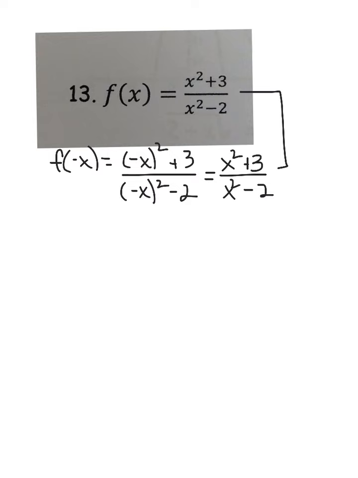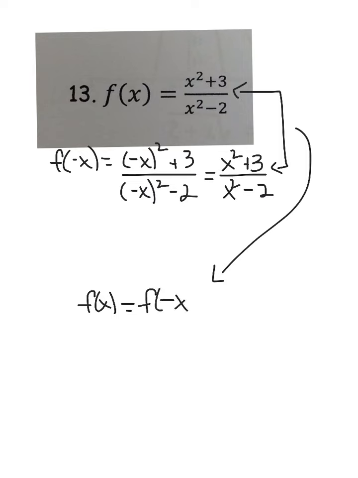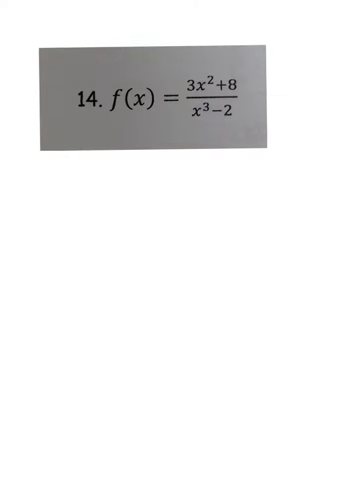Let's look at these two. Ooh, look at that. Okay, so I don't have room, so I'm just going to write it right down here. So f of x equals f of negative x, so you need to restate the rule. Therefore, even. Okay? All right.